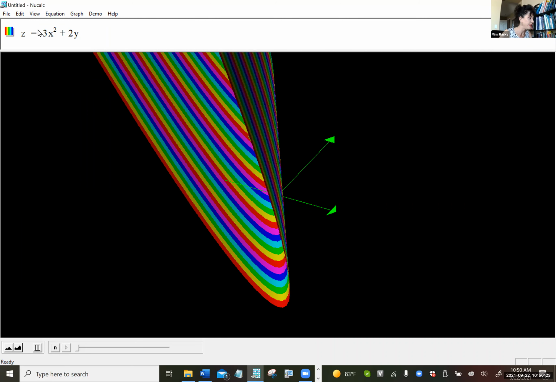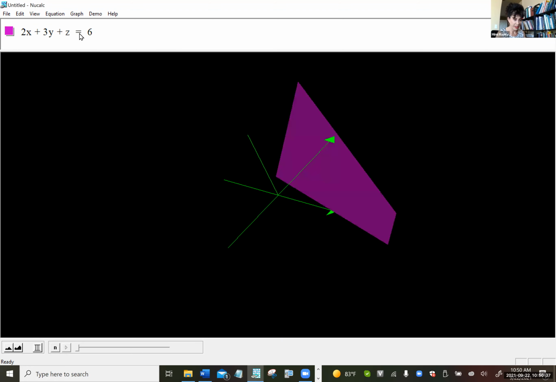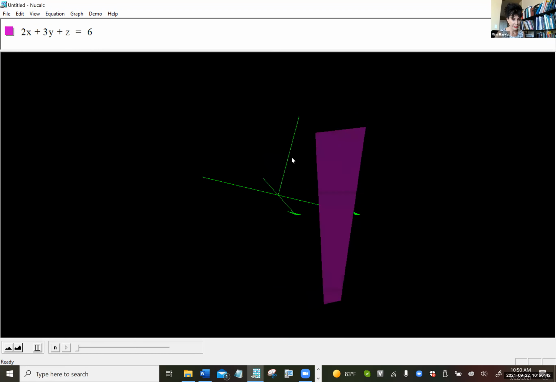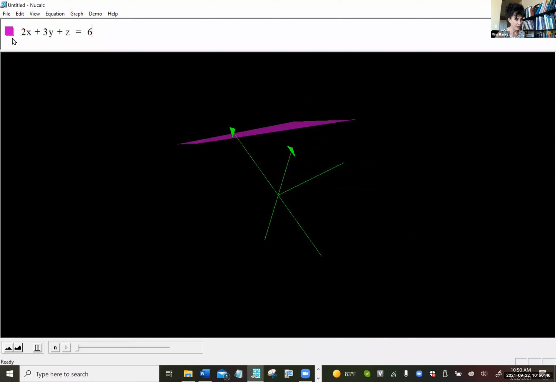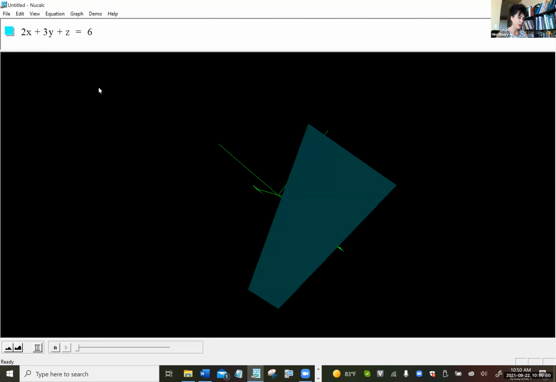Okay, so that's fun. What's really cool about this software, however, is I can graph planes. Let's see if I can do a plane: 2x plus 3y plus z equals 6. Okay, so there's a portion of a plane, and that's a nice surface. Not that interesting. Oh, nicer color. Okay.